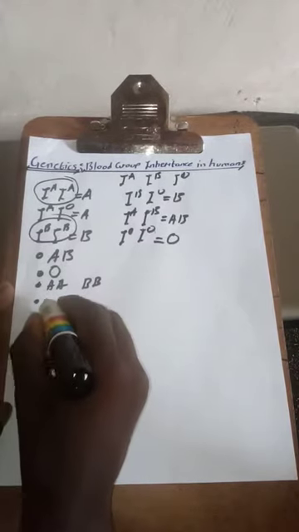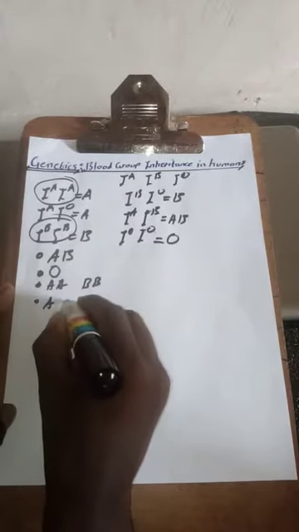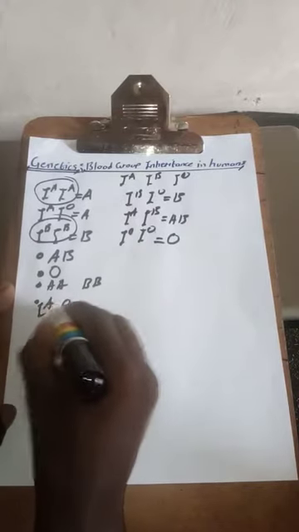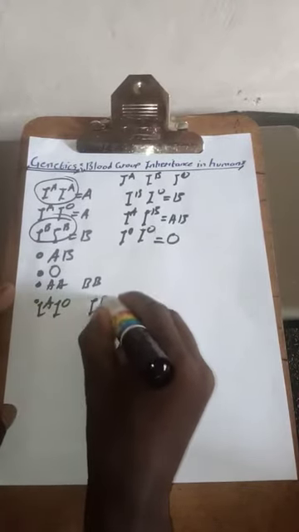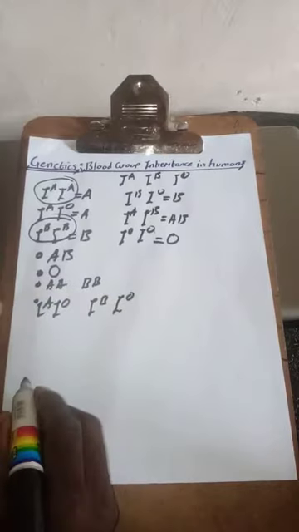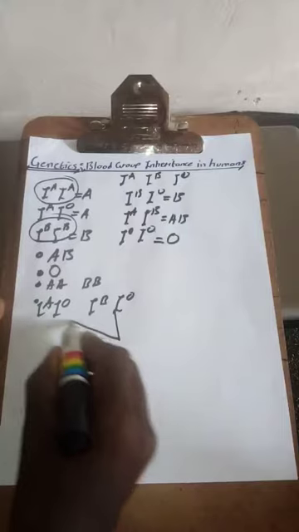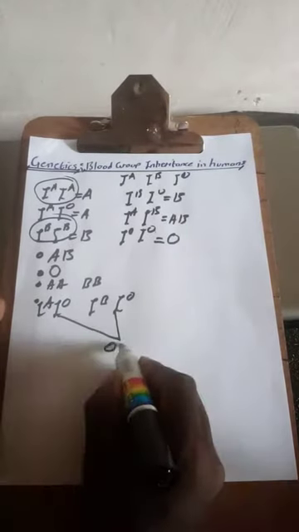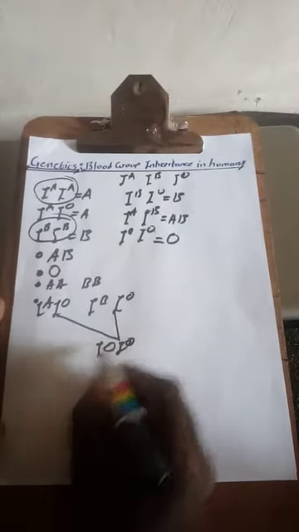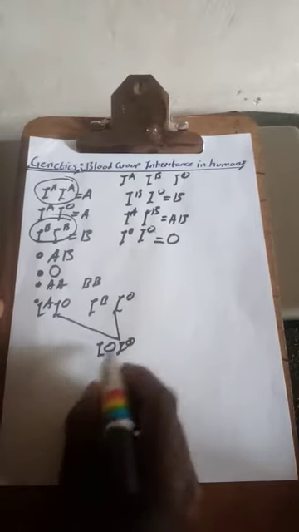heterozygous. So in this case, where you have AO and BO, meaning you're going to reach a point where this one is going to cross with that one, then you're going to have AO. All right, OO, like that.